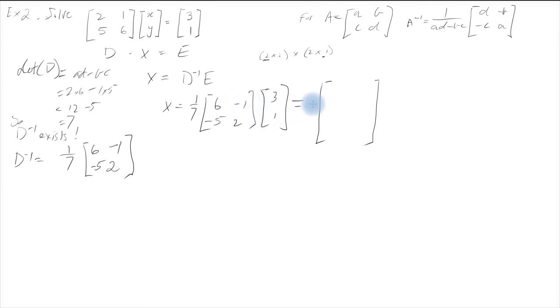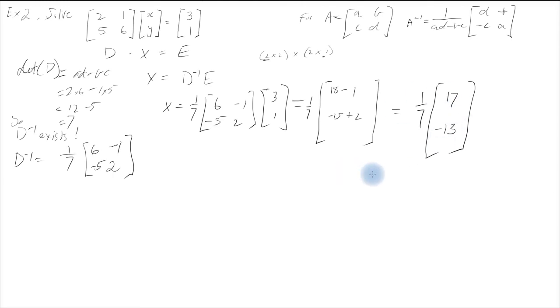First position is given by first row, first column. Of course, the factor of a 7th is still going to be there, so don't forget about that. 6 by 3, 18, plus minus 1 times 1. And down here we've got second row by first column, minus 5 times 3, minus 15, plus 2 times 1. So that equals our 1/7 that we won't forget about. 18 minus 1 is 17, and minus 15 plus 2, minus 13. And there is our answer.